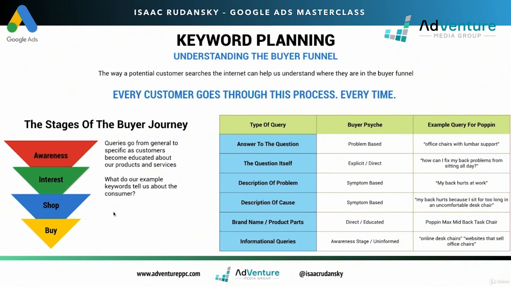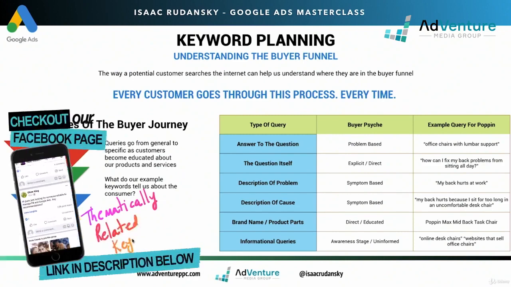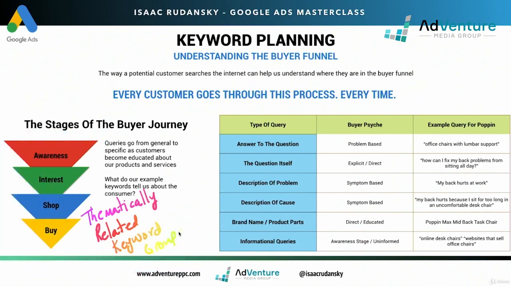And it's important to do that for a couple of reasons. One is that we're looking to create these thematically related keyword groups. Oh, that yellow is a little light to see, but you can see it. Thematically related keyword groups, that's the whole idea here. That's what we're trying to ultimately accomplish.